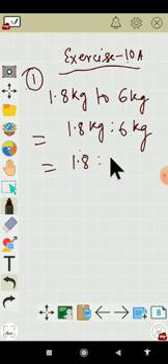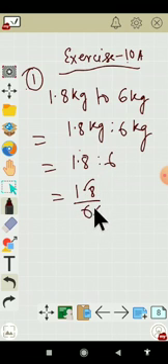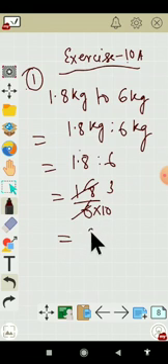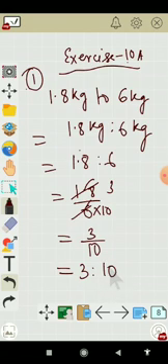1.8 is to 6, that means 1.8 by 6. If you remove this decimal point, you will get 10 in the denominator. And 6 3s are 18, so now it becomes 3 by 10. We can write this as 3 is to 10 also. So the ratio of 1.8 kg to 6 kg will be 3 is to 10.